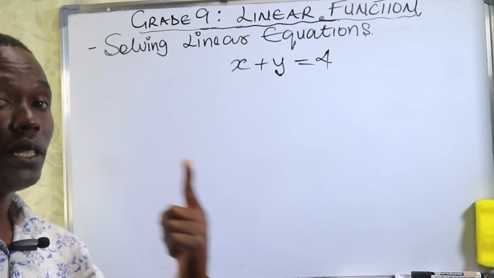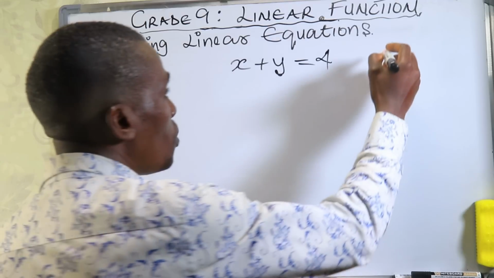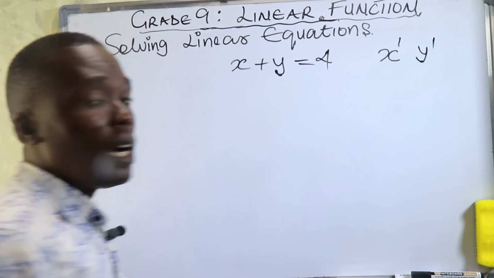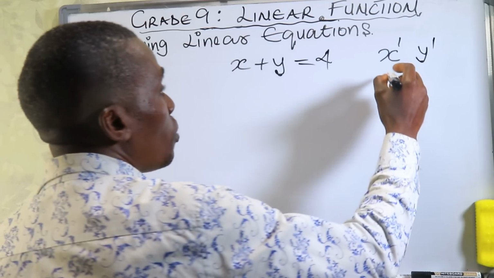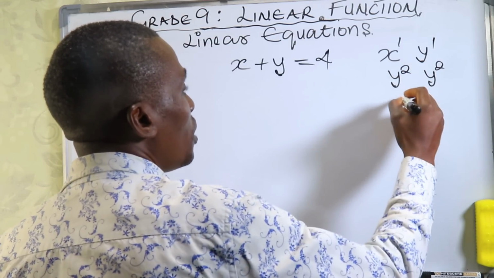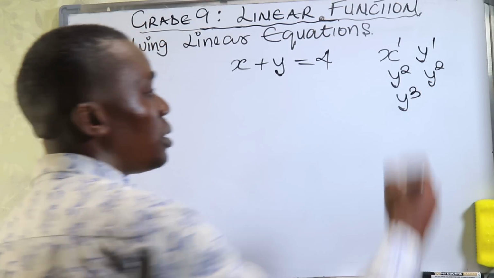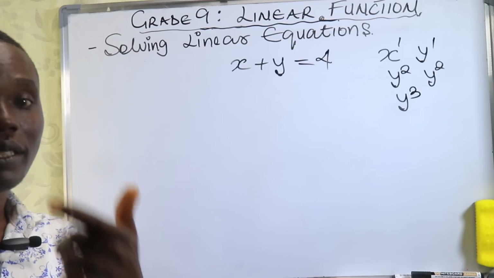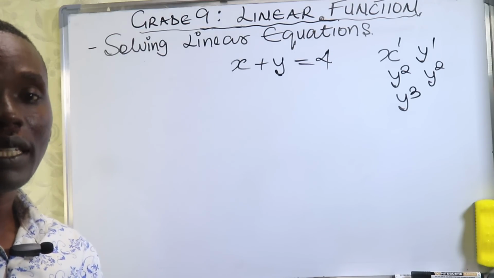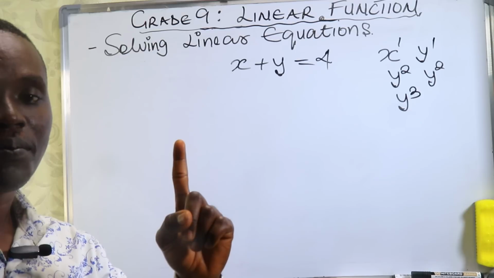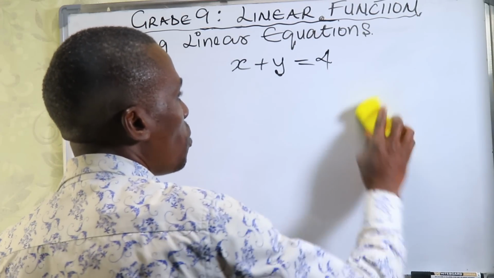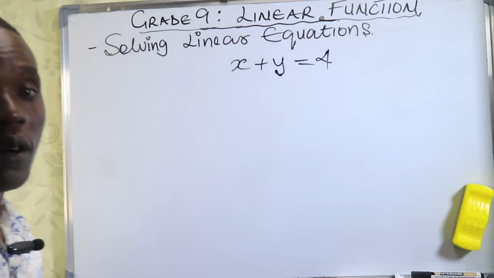Now, a degree 1 equation is an equation in which the variable is to the power of 1. A degree 2 equation is an equation in which the variable is to the power of 2. And if the variable is to the power of 3, it is a degree 3 equation. So, as for linear equations, their degree is just 1. So, this is a linear equation of variables x plus y equal to 4.